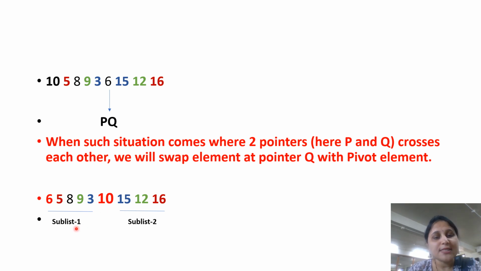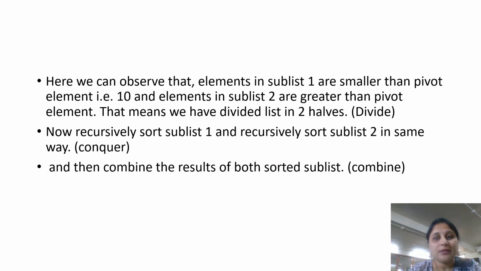We have to sort sublist 1 recursively and sublist 2 recursively, and finally we have to combine the result. That's what is written over here. Here we can observe that elements in sublist 1 are smaller than the pivot element, that is 10, and elements in sublist 2 are greater than the pivot element. That means we have divided the list into two halves, that is the divide, and recursively sort sublist 1 and recursively sort sublist 2 in the same way, that is conquer, and finally combine the result of both the sorted sublists, that is the combine.